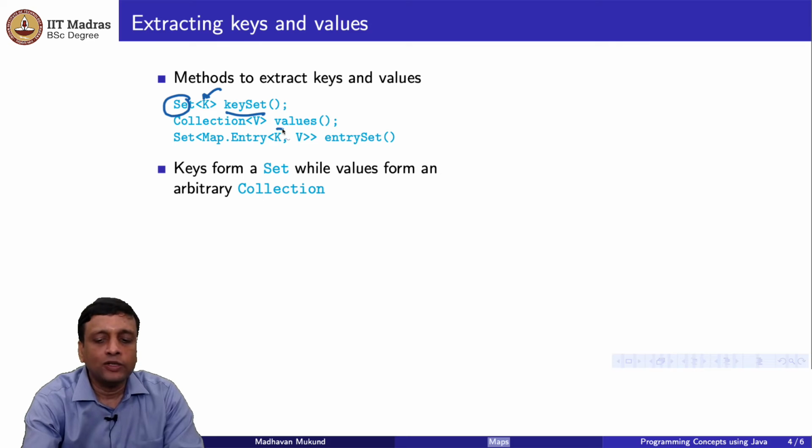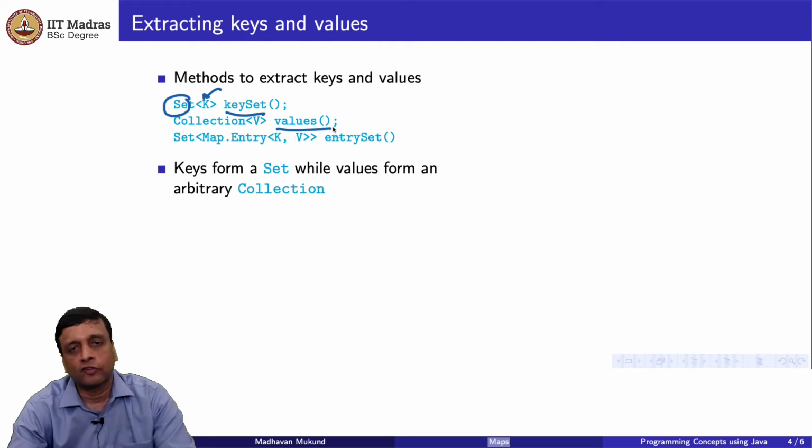On the other hand, values have no particular structure, because I could have, of course, many different keys having the same value. Think of frequencies of words. Many different words could appear with the same frequency, or many different batsmen could have the same number of runs. So values is just a collection, right?